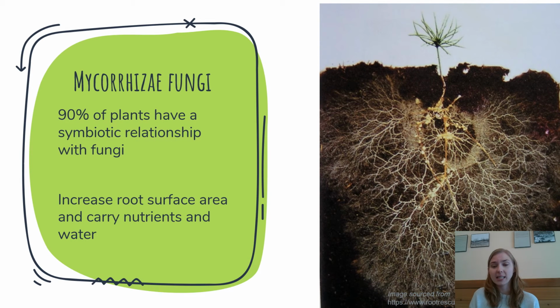We have given this type of fungus a name, and they are called mycorrhizae fungi. The majority of plants use this fungus. About 90% have this symbiotic relationship with mycorrhizae. They really help increase the surface area of roots so that the plant can have access to so much more nutrients and water than it otherwise could.